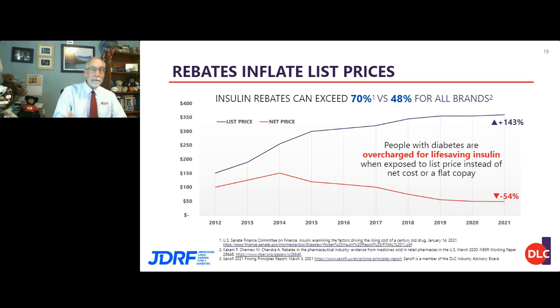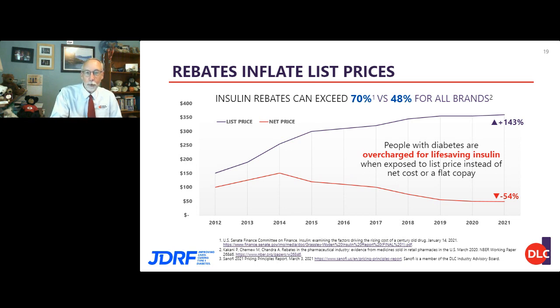Yet the net price has been cut more than in half. So that delta, that gap in between, is the growing rebates that have been included in insulin specifically, but they're included in all branded drugs. So right now, in the case of insulin, it can be over 70% of the list price. In some cases, 80% of the list price is the rebate that's going back to the PBM. I'm going to talk about where that money flows in the next slide.